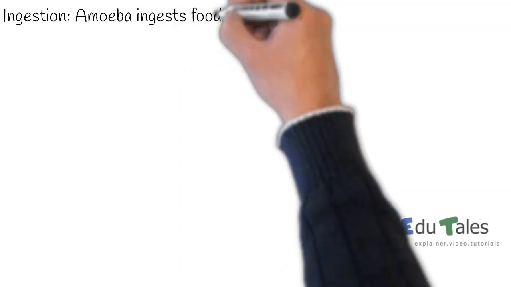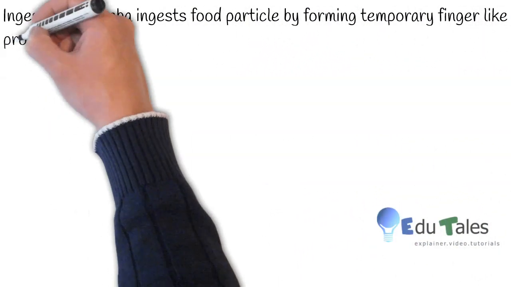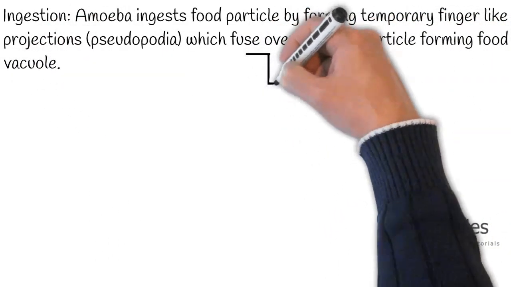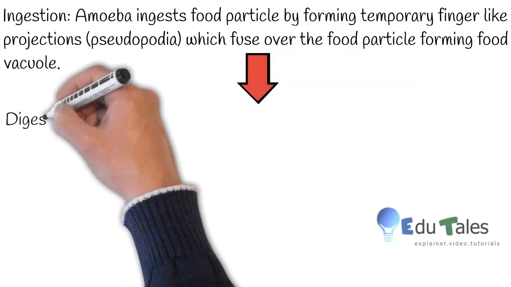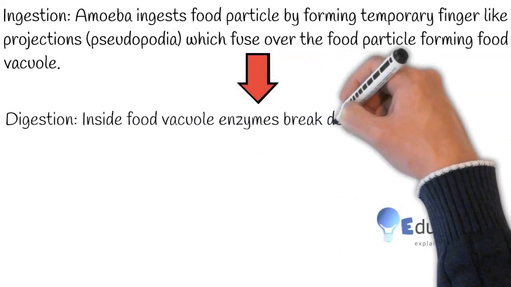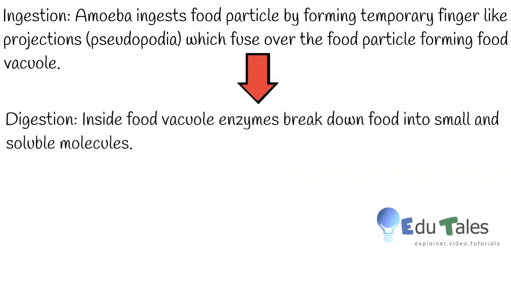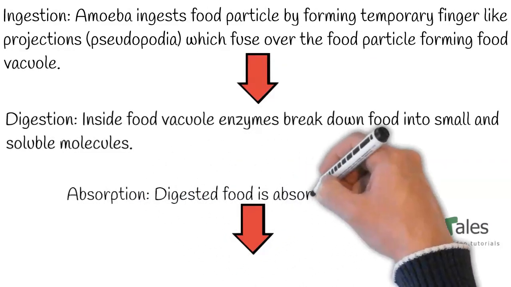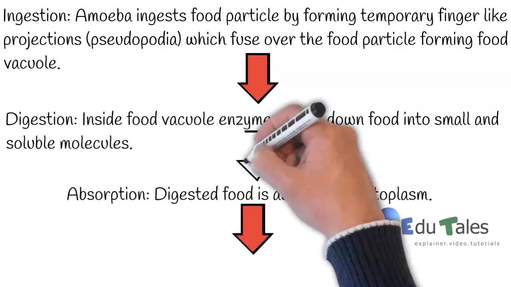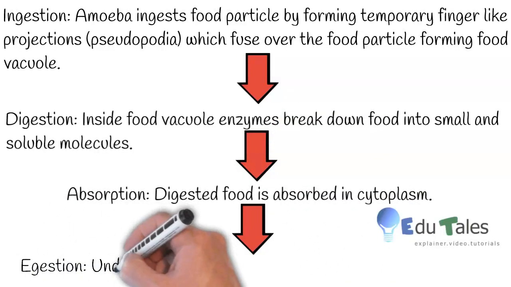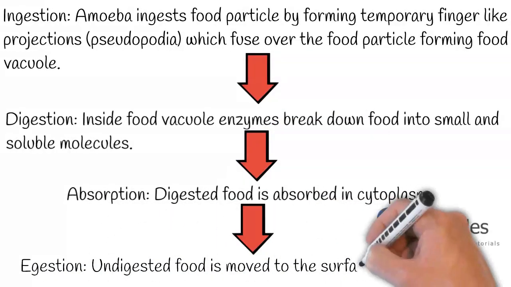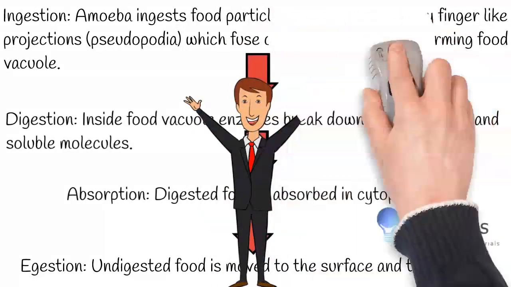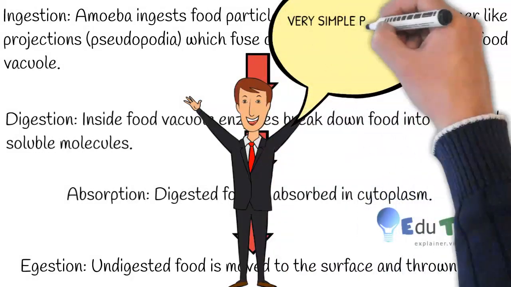Now, detailed steps. Amoeba ingest food particle by forming temporary finger-like projections called pseudopodia, which fuse over the food particle forming food vacuole. Next, digestion. Inside the food vacuole, enzymes break them down into small molecules. Absorption. Digestion occurs in cytoplasm and digested food is absorbed in cytoplasm. Egestion. Undigested food is moved to the surface and thrown outside. Now, I hope it's simple and it's easy for you to understand as you have seen GIFs.